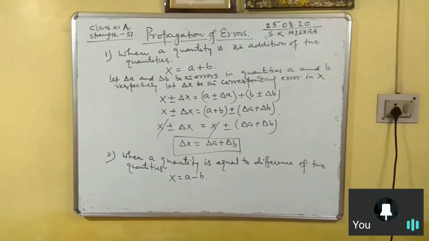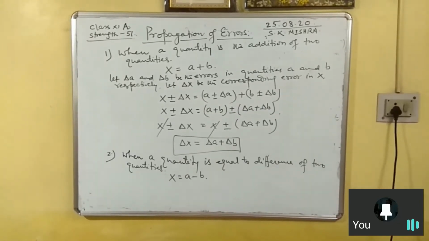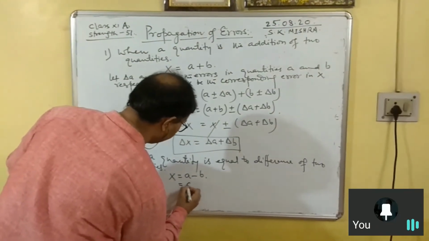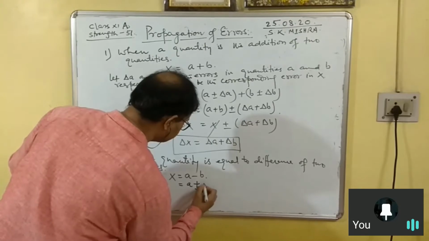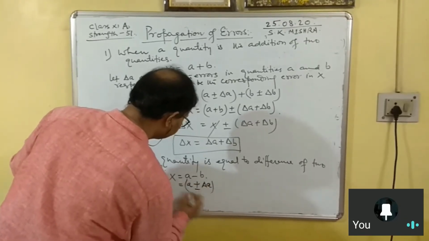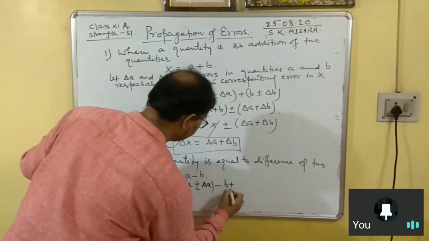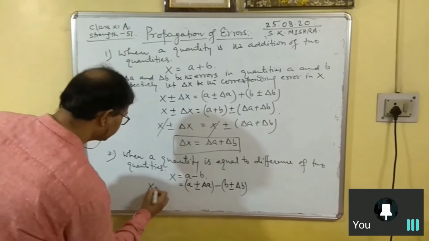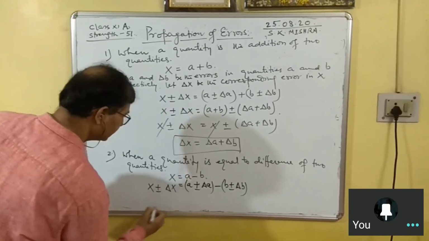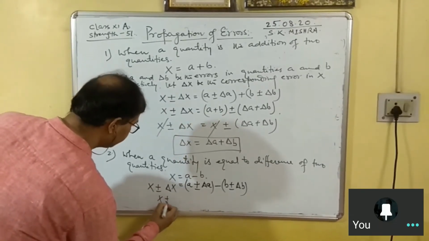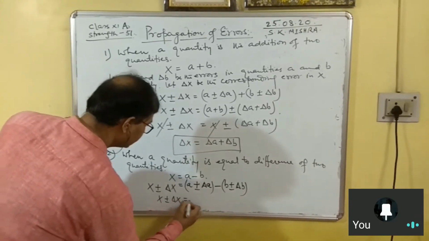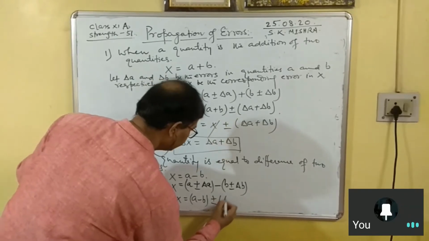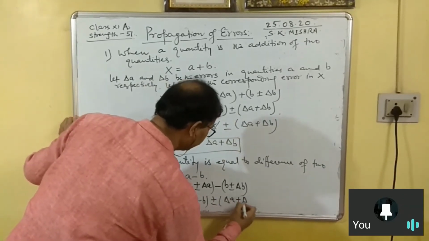So when a quantity is equal to the difference of two quantities, like A minus B, let the absolute error in A be delta A, and in B it is plus or minus delta B. And the corresponding error in x is plus or minus delta x. So x plus or minus delta x is how much? This is A minus B, then plus or minus delta A plus delta B.